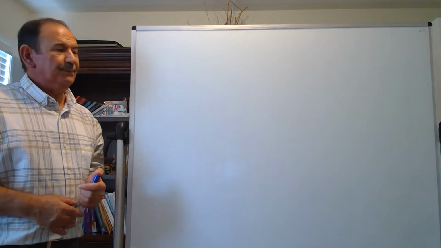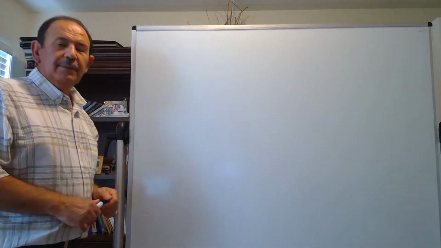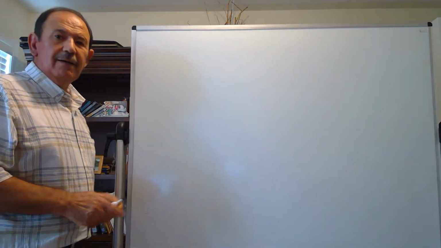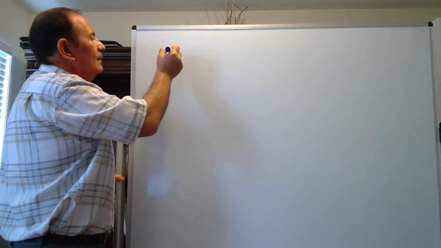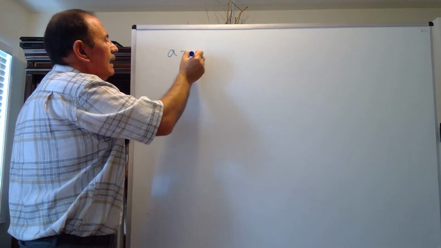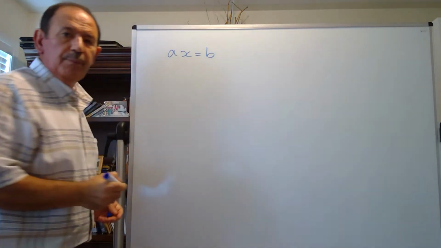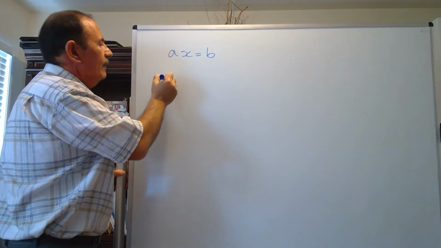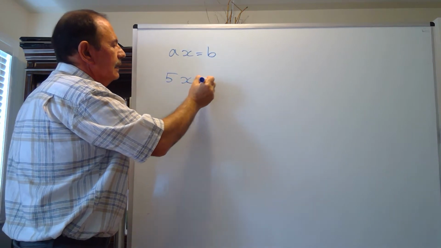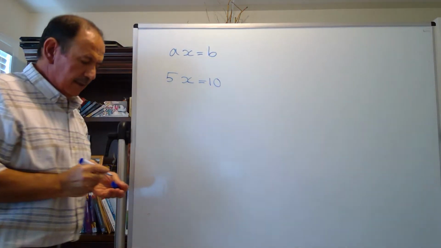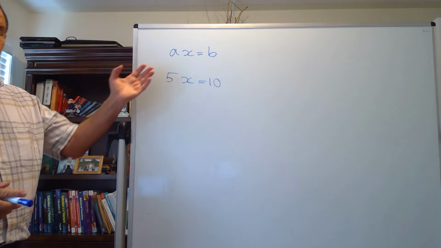Hello everybody. In this video I'm gonna explain how we can solve the equation with the format of ax equal b. As an example, 5x is equal 10. How we can solve this type of equation?